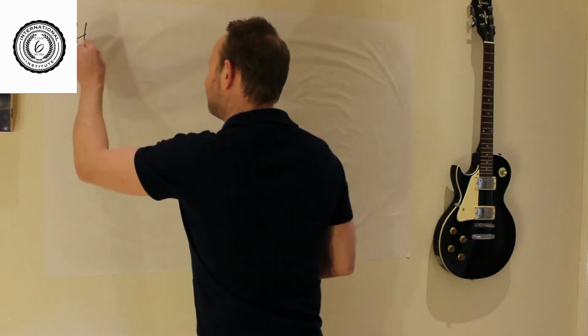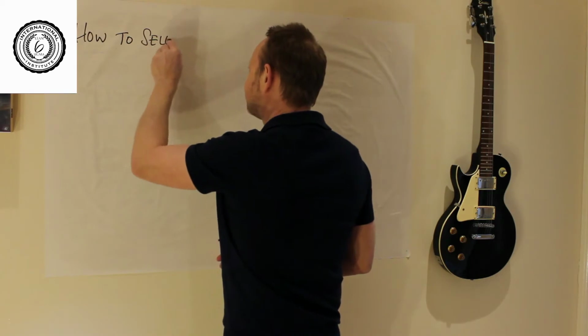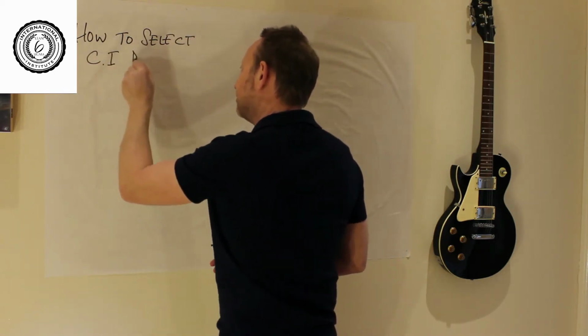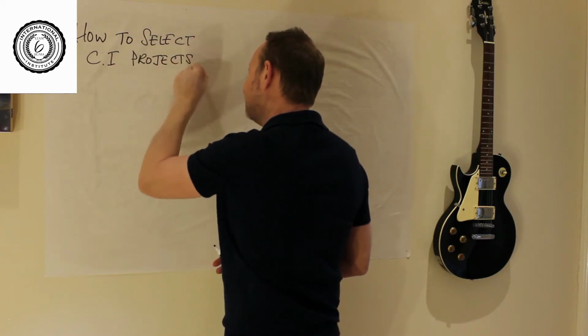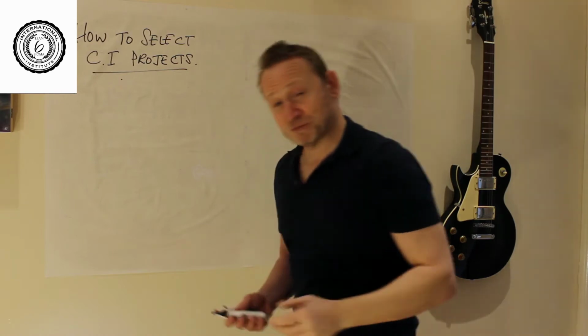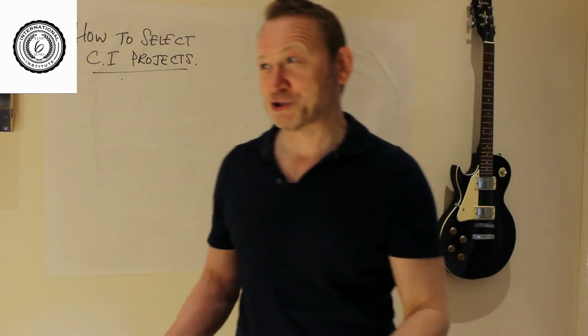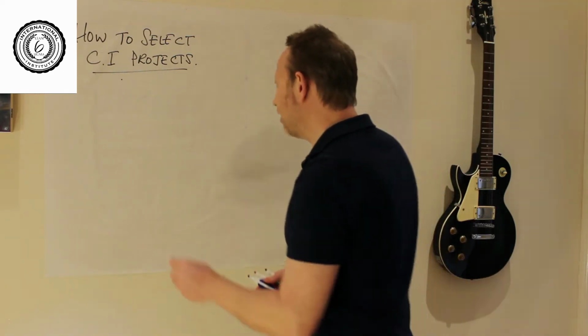So let's have a look at this. So how to select CI projects. Now, one of them is a Six Sigma method, one of them is a lean method, one of them is probably maybe just common sense. But let's take a look at the three methods that I'm gonna recommend to you.